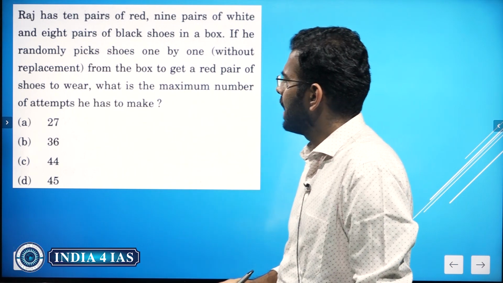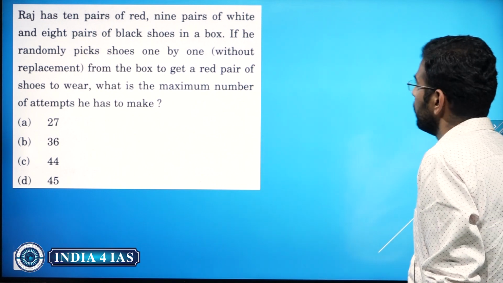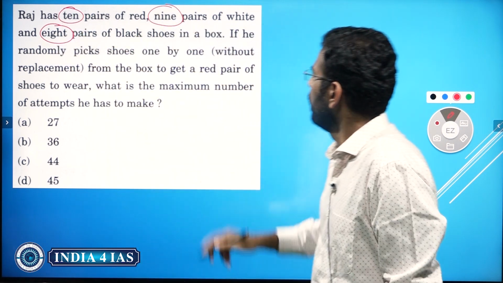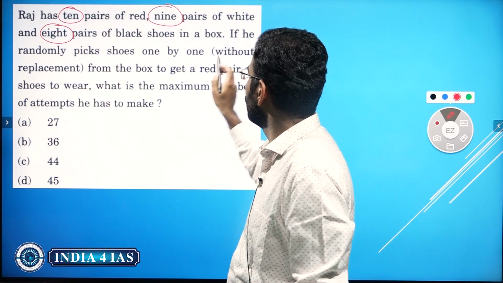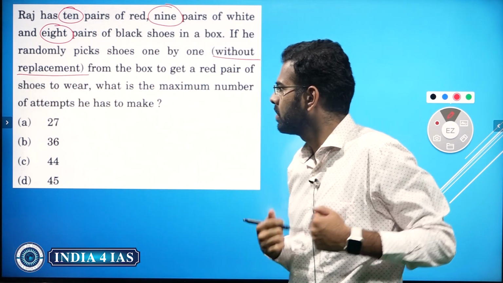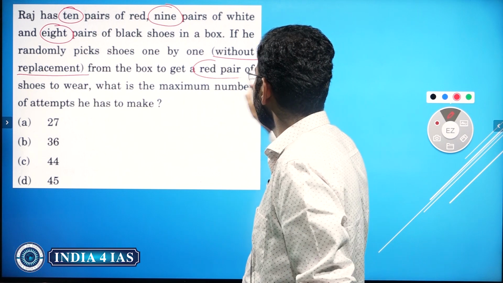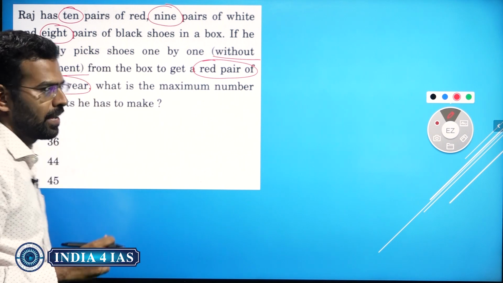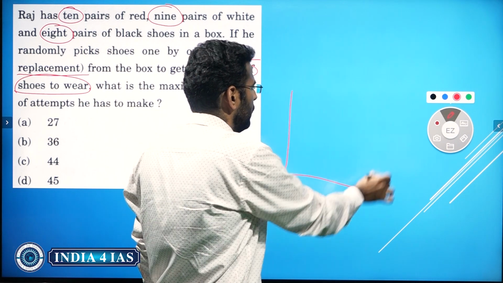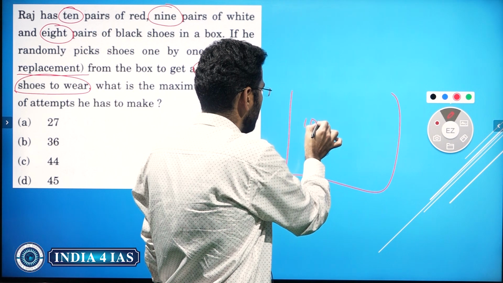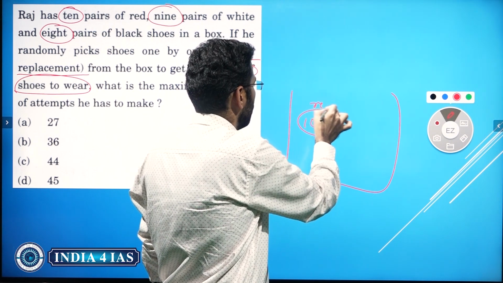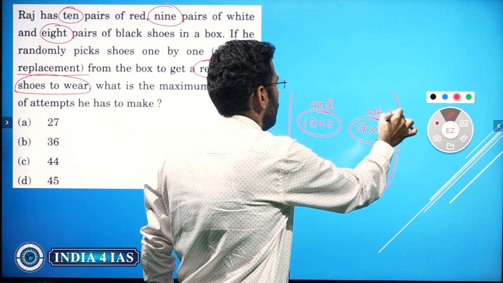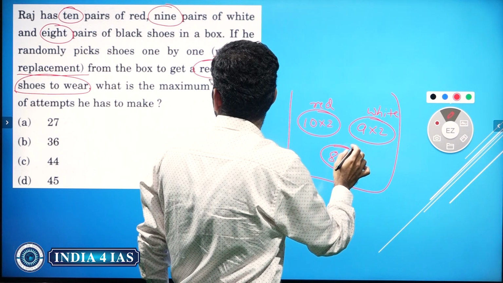Now, see the question. Raj has 10 pairs of red, 9 pairs of white, and 8 pairs of black shoes. So you have 10, 9 and 8 pairs in a box. If he randomly picks shoes one by one without replacement, okay, he is not replacing when he picks up from the box, to get a red pair of shoes. So he needs a red pair of shoes to wear. This is very important. What is the maximum number of attempts he has to make? For example, in a box you have 10 pairs, that means 10 into 2 shoes of red, 9 into 2 of white, and 8 into 2 of which color? Black.